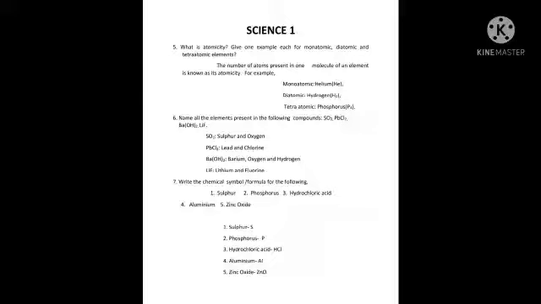Then sixth one. Name the elements present in the following compounds. The first one is SO2. So SO2, S means sulfur, O means oxygen. Sulfur and oxygen are present. Okay. They asked only elements which are present in that compound. Okay, easy only.